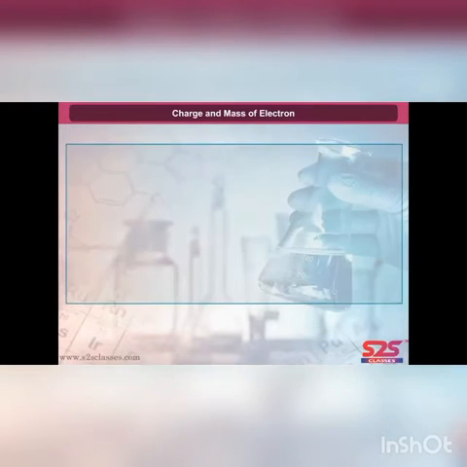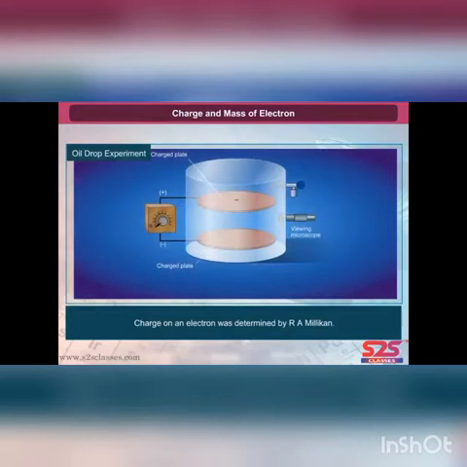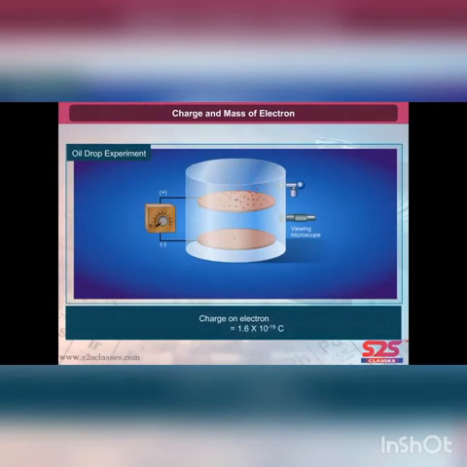Charge and mass of electron. Charge on an electron was determined by R. A. Millikan by using an oil drop experiment, and it was found to be 1.6 times 10 raised to the power minus 19 coulomb.